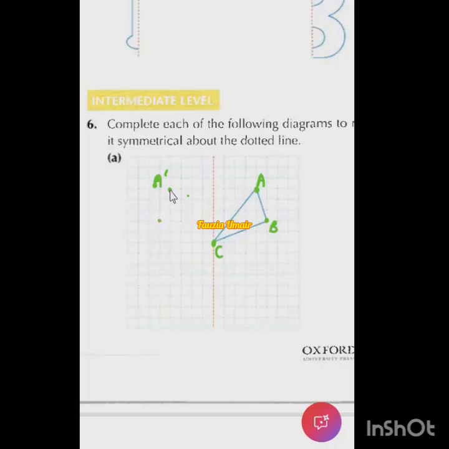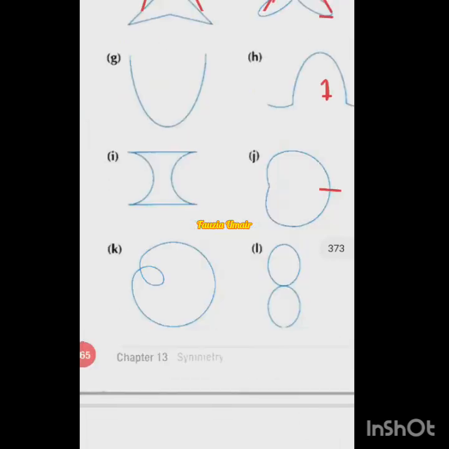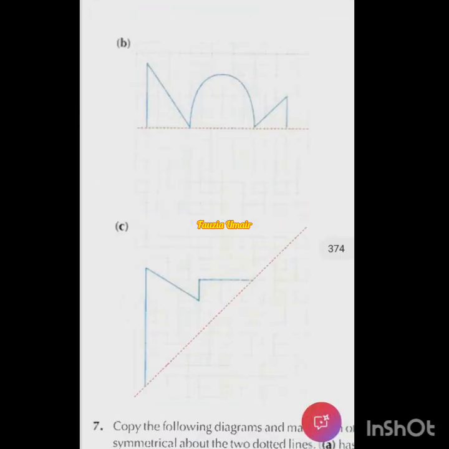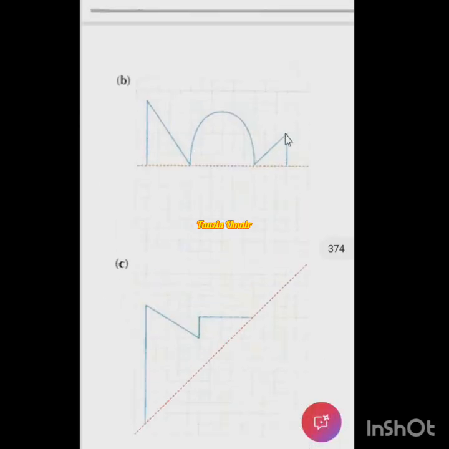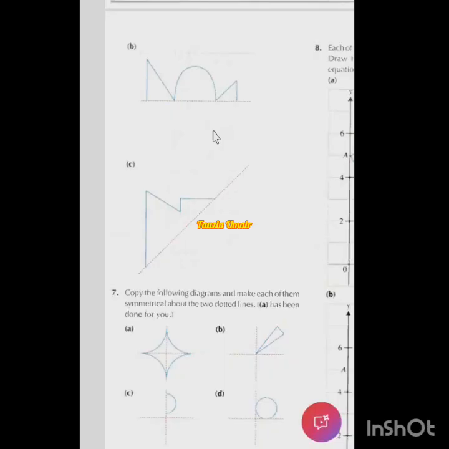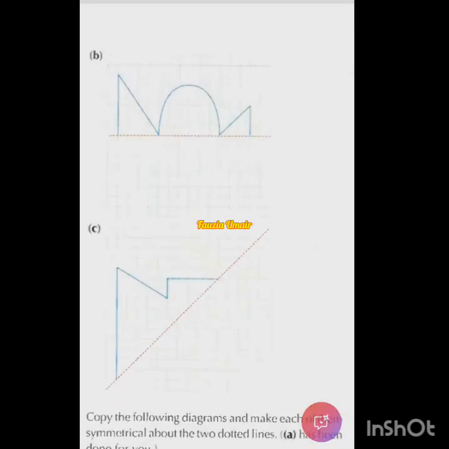So A, B, C is the same. So this is the reflective image. This is how you need to draw. I hope it is clear. Okay. So now this is easy. You need to mark this point, where this point will go.